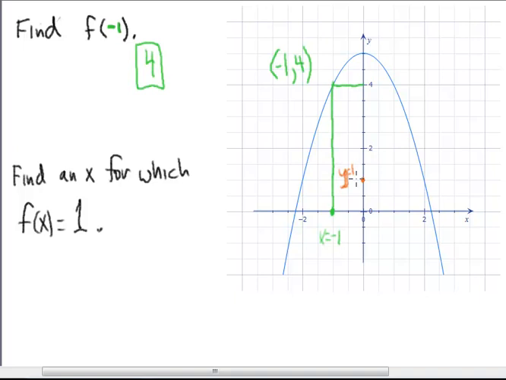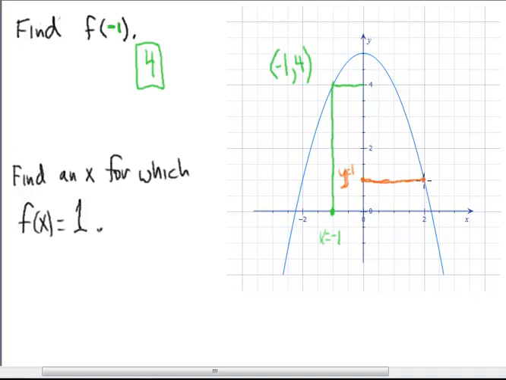So in order to find an input that provides you an output of 1, we'll go along from y equals 1 until we see our picture, until we actually hit the graph. So it looks like I hit the graph right about there. And what x value is that?